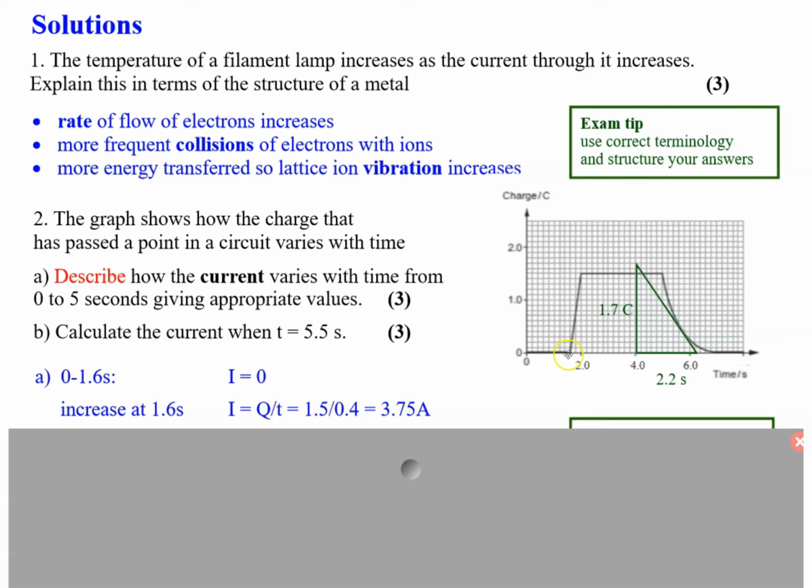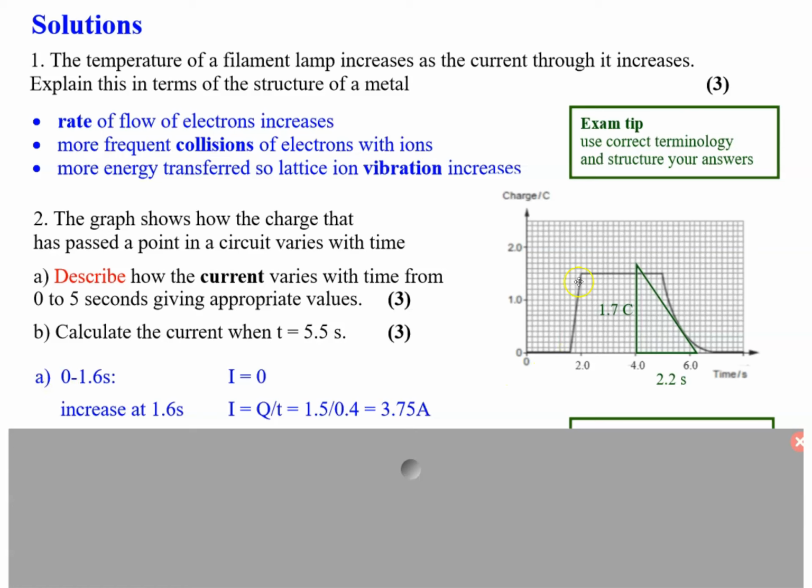Right, so then we get an increase. Quite often the increments on the scales are quite difficult to read. So there are 10 small blocks here for 2 seconds, so each block is 0.2. This one up here is 2 blocks away, so that's at 1.6 as we figured out before.